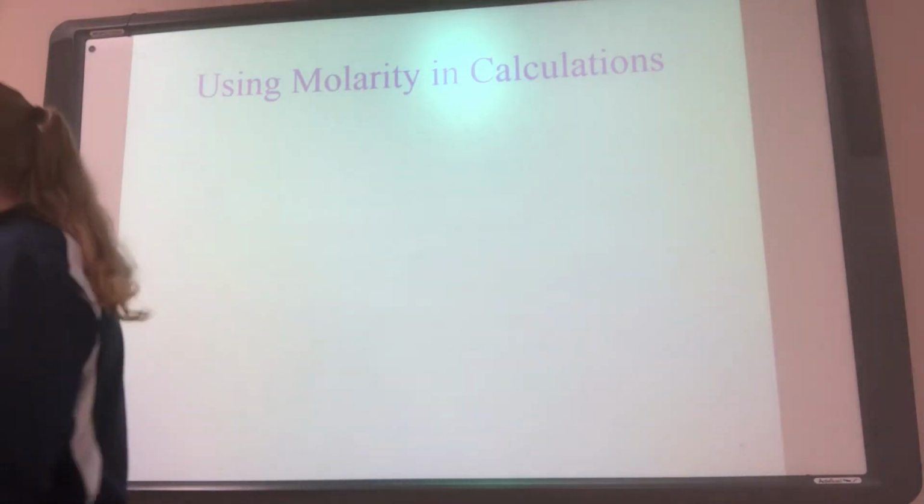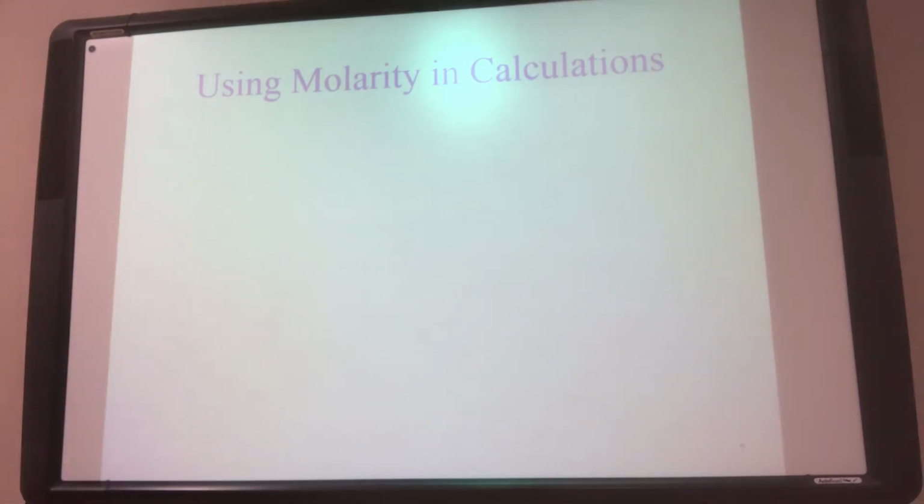Right, so now that we know what molarity is, and now we know how to calculate molarity, now let's use molarity in our calculations. So what does molarity tell me? Molarity shows the relationship between the moles of solute and liters of solution.